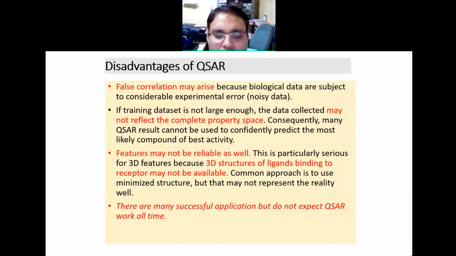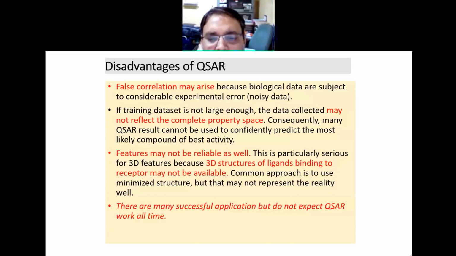So how can you develop the QSR model? Without any training data set, you cannot develop the model. So that's why in this case, where we don't have any drug molecules, we cannot develop the model. So this is the limitation. And the next limitation is selection of the features or the properties. Features may not be reliable as well. This is particularly serious for 3D features because 3D structures of ligands binding to receptor may not be available. So this is again a very important drawback.